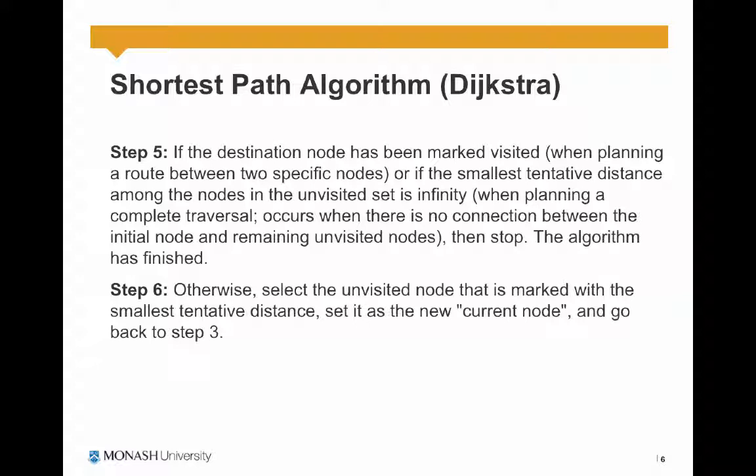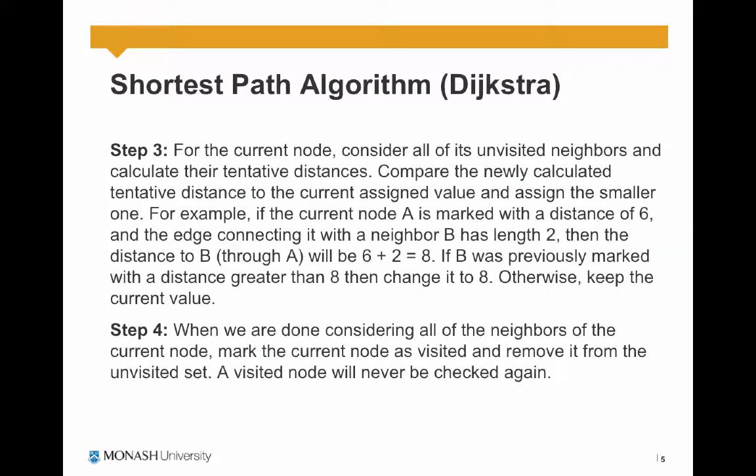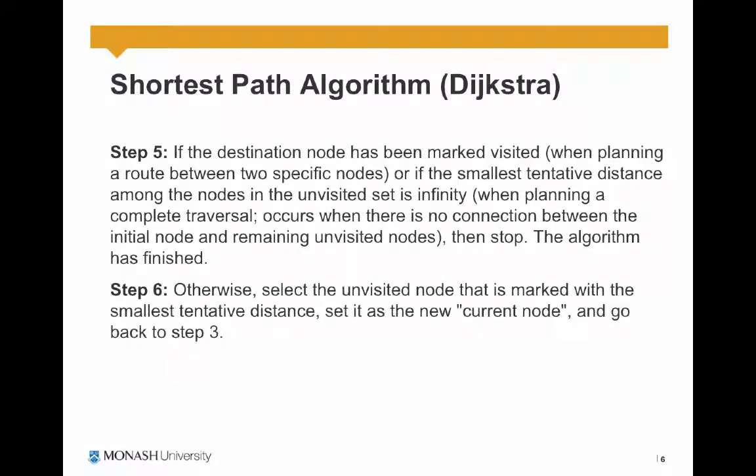In step 6, however, if it is otherwise, we select the unvisited node that is marked with the smallest tentative distance or label, we set it to current node, and then we go back to step 3, and then we continue calculating the distances and updating the labels.